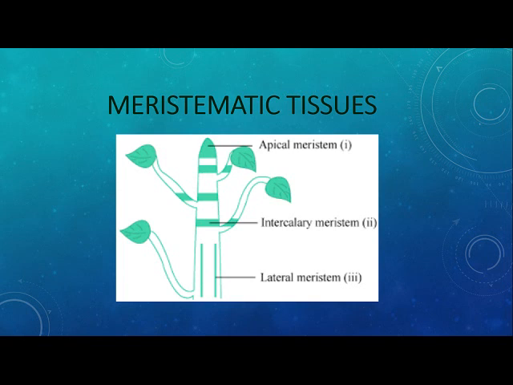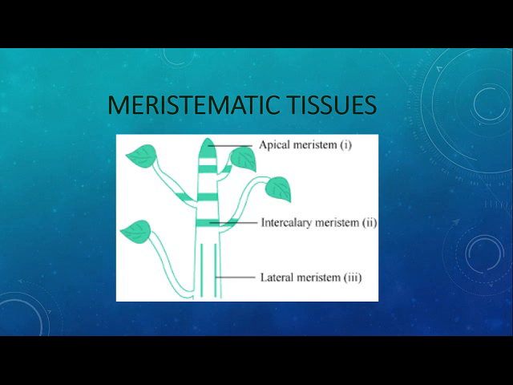Now, intercalary meristematic tissue, children. Intercalary meristematic tissues are present at the nodes. Where are they present? They are present at the nodes. So, children, when a tree or a plant grows, only the stem doesn't grow, but at the same time, the branches also grow, the leaves also grow. And lateral meristematic tissue, children, is present in the stem and the branches, and it is responsible for the thickness of the branches and thickness of the stem. Okay, understood?